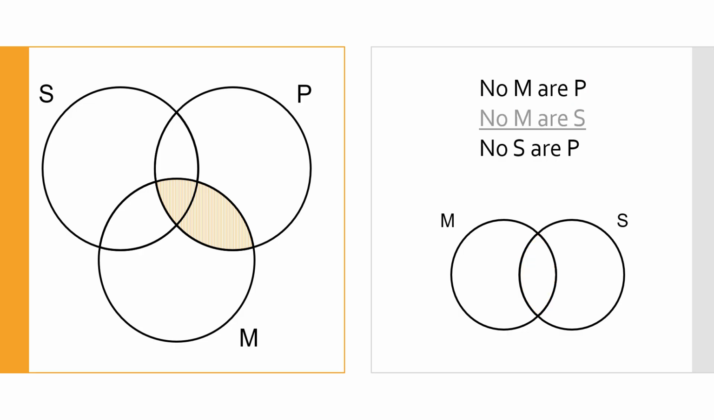Now we can move on to the second premise, the minor premise. And the minor premise is basically saying the same thing. This is saying no M's or S's. And so we want to get rid of anything that is both an M and an S at the same time.